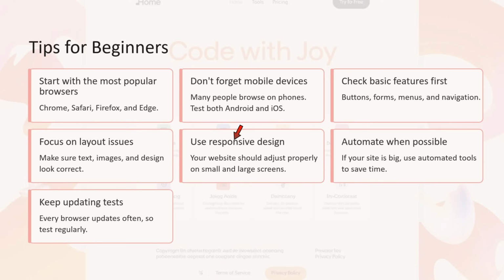You have to use responsive design. Your website should adjust properly on small and large screens. You have to automate when possible. If your site is big, use automated tools to save time. You have to keep updating tests. Every browser updates often, so test regularly.